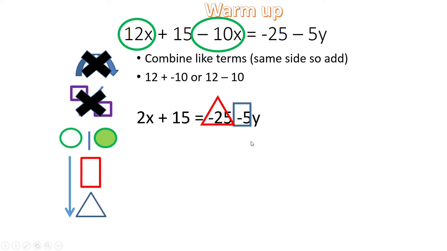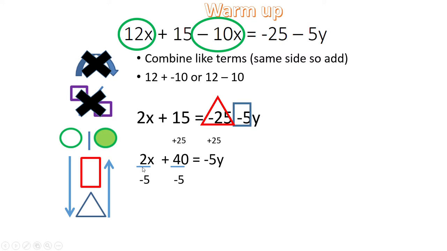We always get rid of the triangle first, so we're going to do plus 25, and we can only add it with the 15 because those are the only like terms on the right-hand side. So when we do plus 25, these cancel, and then 15 plus 25 is 40. So now we have 2x plus 40 equals negative 5y. One last step in this problem, and that is to divide the number in front of y. So we're going to divide everything by negative 5.